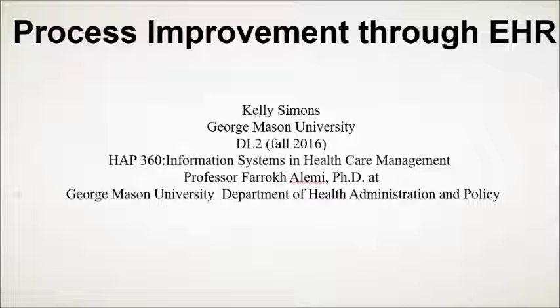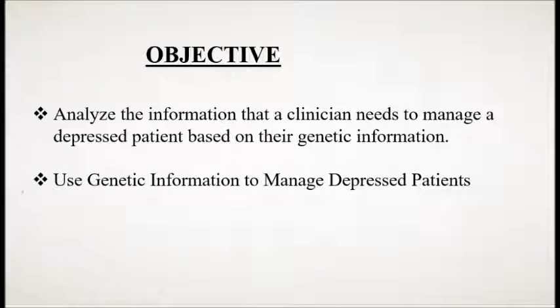This presentation gives details of an example design of an EHR plan to improve the care process. The objective of process improvement through EHR is to analyze the information that a clinician needs to manage a depressed patient based on their genetic information, and also to use genetic information to manage depressed patients.